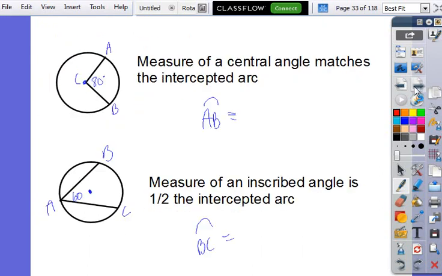All right, this part right here, some of us messed up the first time. If it's a central angle, what does it do for the outside part? It's the same. So if this is an 80, that's an 80. But if it's an inscribed angle, which means it goes to the circle and then comes back out, the angle is half the arc. The arc has to be twice as much.